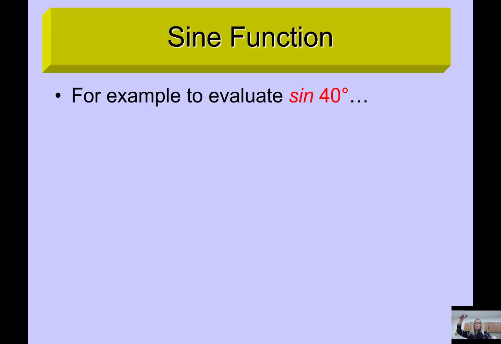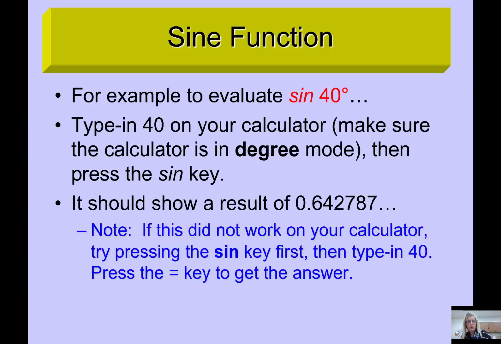All right, evaluate sine of 40. This is mind-blowing. Are you ready? The sine, cosine, and tangent buttons are on the second row above the 7, 8, and 9. Literally, you're going to click on sine 40 equals. And you're going to get a long decimal. Oh, did you get that decimal? You mean that's all we have to do for this part?